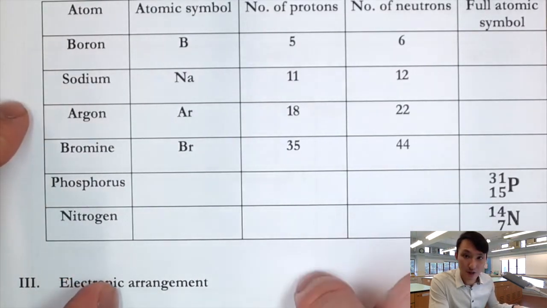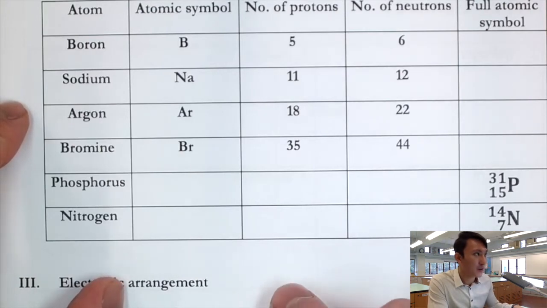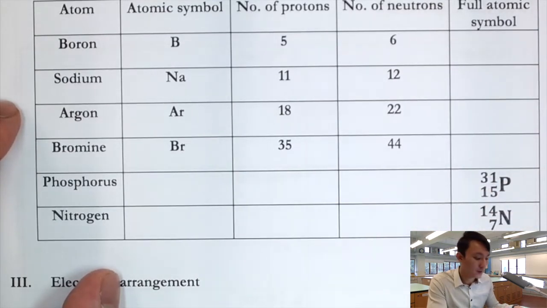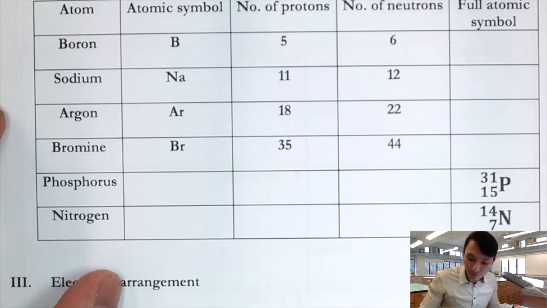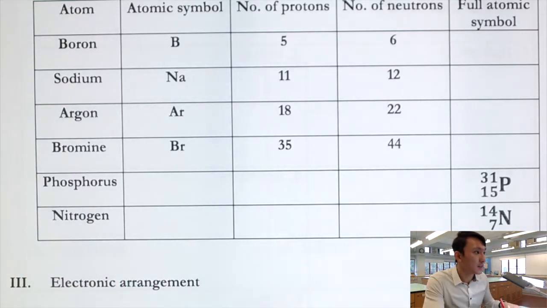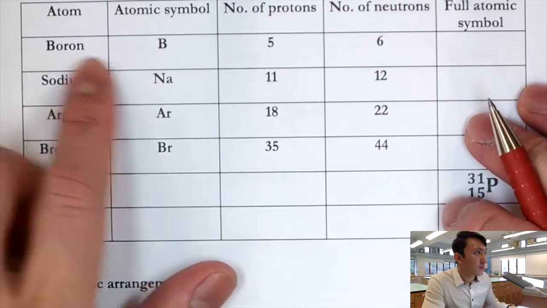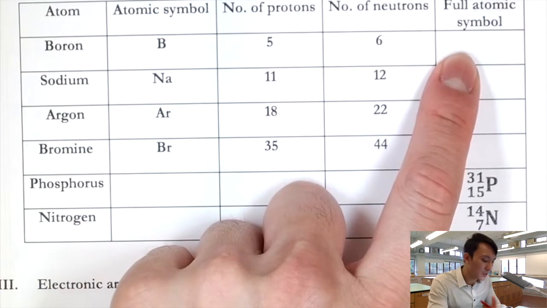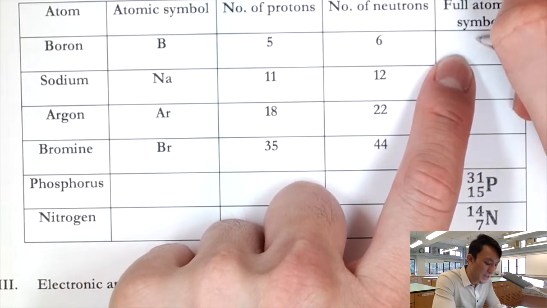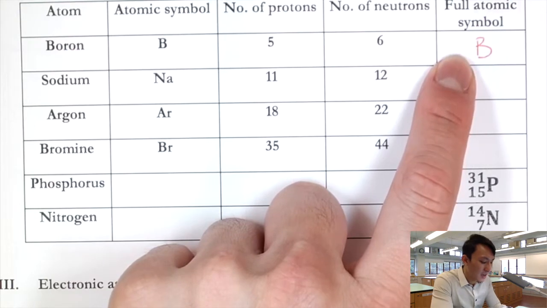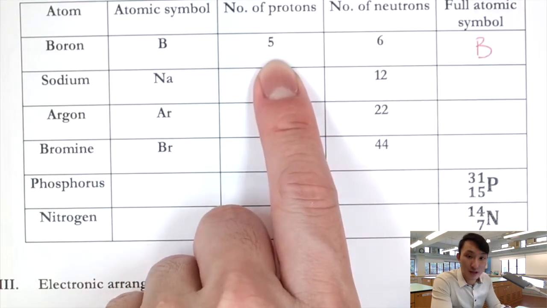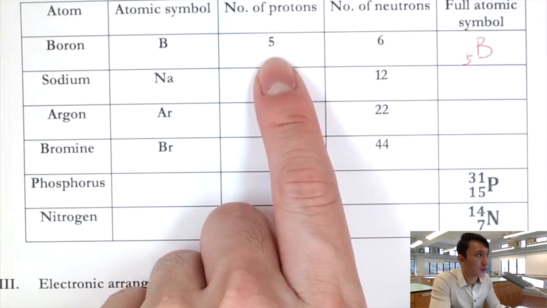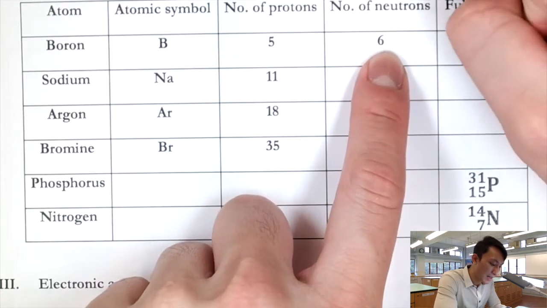So here we have a practice question. Again, my advice is you try to pause the video and try it yourself, and then we will check the answers. All right, so let's check. First of all, boron, we have the atomic symbol, we have protons, neutrons, so we have to work out the full atomic symbol. The chemical symbol is B, and then from the number of protons, we know the atomic number, which is 5 over here, and lastly, the mass number, which is the sum of protons and neutrons, so we have 11 here.